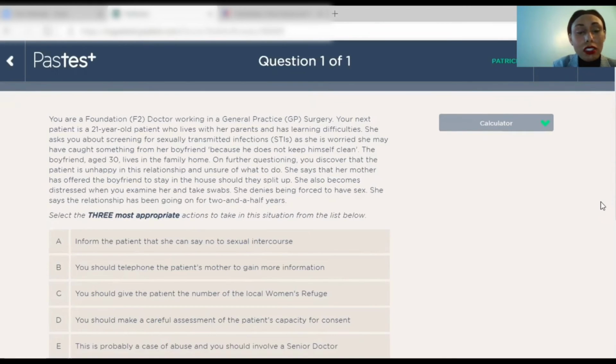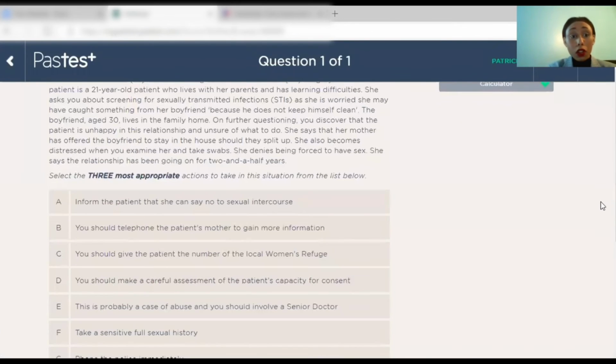So next question, again, it's going to be one where you select 3 of the most appropriate actions to take. You are an F2 doctor, again, working in GP this time. General practice. Your next patient is a 21-year-old patient who lives with her parents and has learning difficulties. She asks you about screening for STIs, as she's worried she may have caught something from her boyfriend because he does not keep himself clean. The boyfriend, aged 30, lives in the family home. On further questioning, you discover that the patient is unhappy in this relationship and unsure of what to do. She says her mother has offered the boyfriend to stay in the house should they split up.